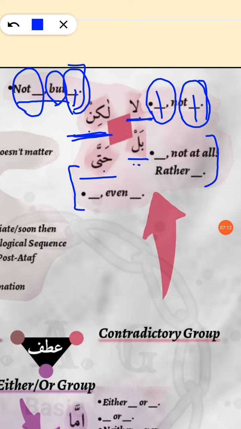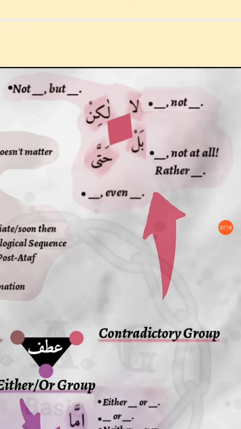in the individual section, in the individual discussion. So it did not rain, for example, it did not rain but snowed. And here I'm going to say it rained, not snowed. So you can see the difference between these two.